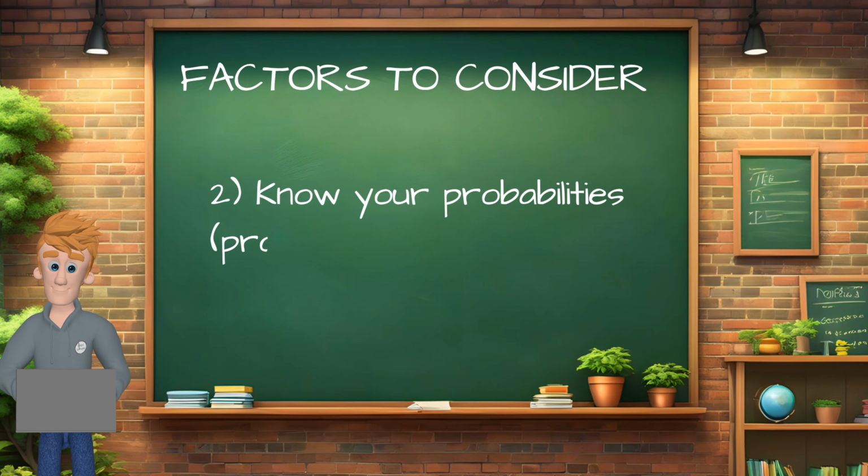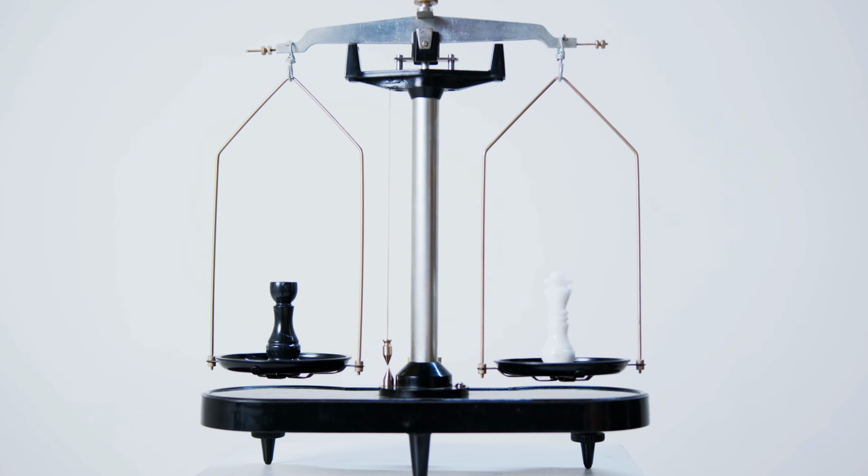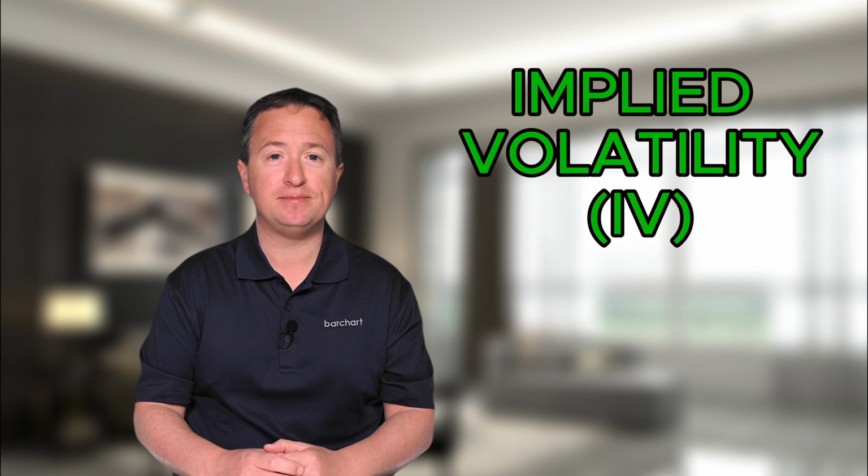Now, with credit spreads, it's also important to know the risks. This is expressed in the probability of profit or the chance of the option expiring worthless. Again, the wider the width, the higher the chance of profit, and vice versa. Okay, so we've covered how bull puts work well in sideways or bullish markets, and how bear calls work in sideways or bearish markets. Now, let's talk about implied volatility.